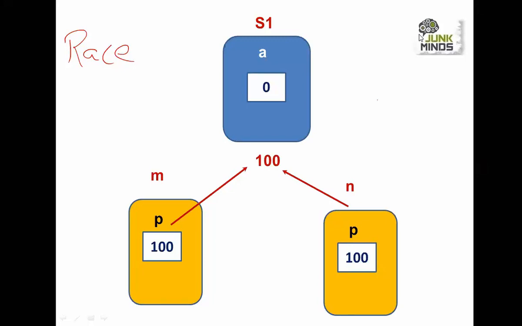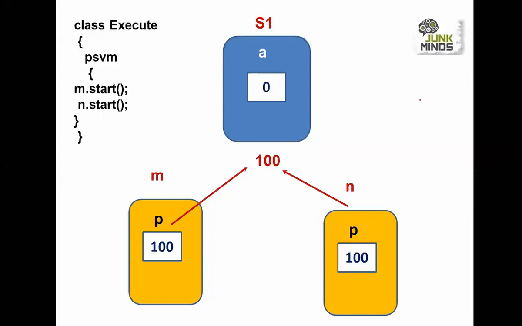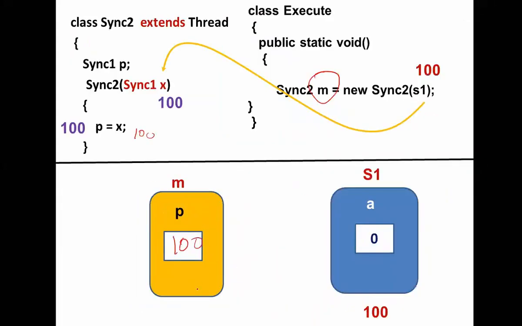Now, what have I done? After this was done, I've started both the threads. M and N both are threads, and I've got them in an active state. So both the threads will start running parallel. Understand this: both these threads belong to class sync2. Now look at my code in sync2.